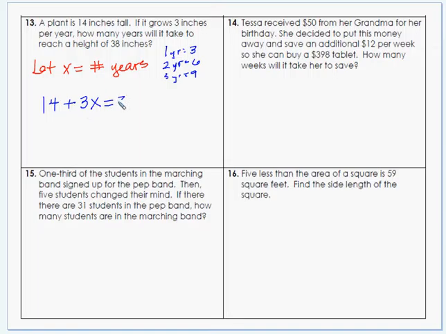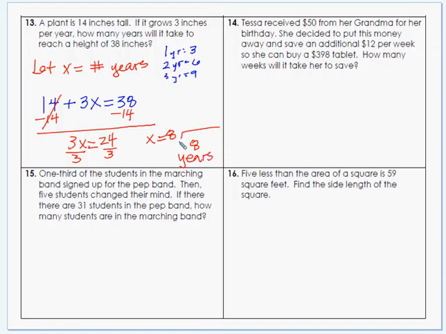And we want this total to equal 38. Now from here, we're going to solve just like we normally would, trying to get my x term by itself. So I need to move the 14 away first. Subtract that away, and I get 3x is equal to 24. And then now I can divide both sides by 3, and we get that x is equal to 8. So it's going to take 8 years for the plant to grow to 38 inches.